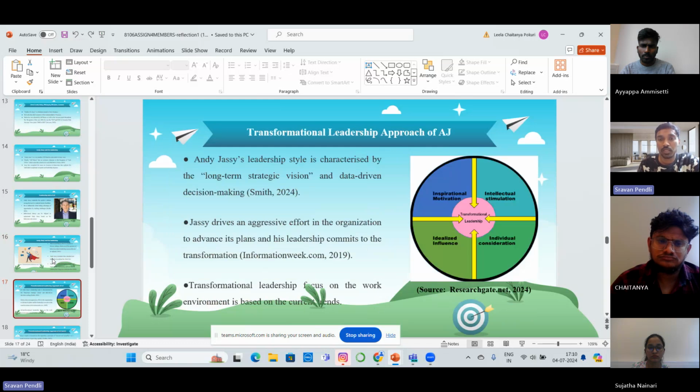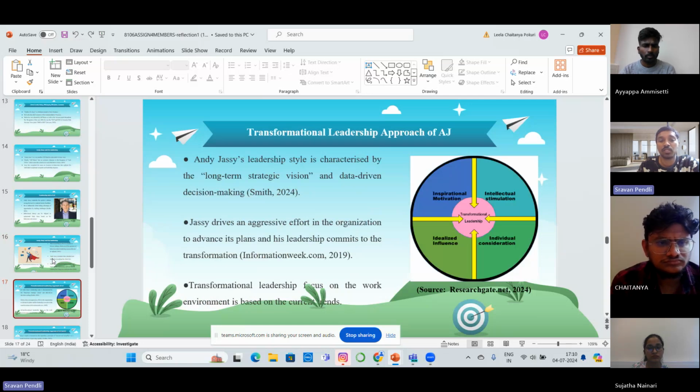Coming to the next slide, the transformational leadership approach of AJ. Jassy suggests that he made many strategic decisions for the organization that must be made to move forward during transformations. He maintains the legacy systems that benefit from modernizing. The transformational approach of Jassy suggests that he moves away from mainframes as quickly as they can.